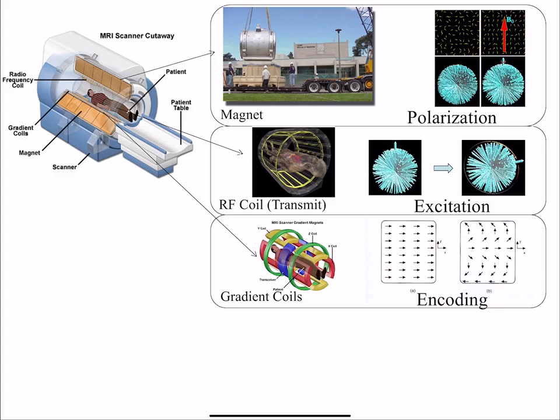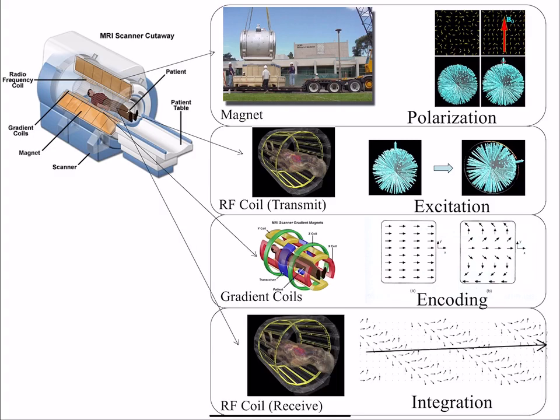So let me just make sure this is good. Okay. So the gradient coils' job is to do something called encoding, and this is where we're going to get into Fourier theory. The gradient coils are what allow us to make the data the Fourier transform of the object. And then the last step is receiving. We receive the energy from all those spins, and every time we do that, we're essentially integrating over all the spins. That integration is the last step in the Fourier transform.